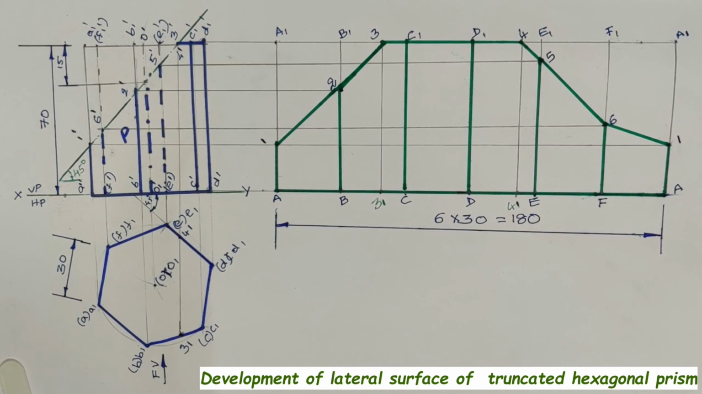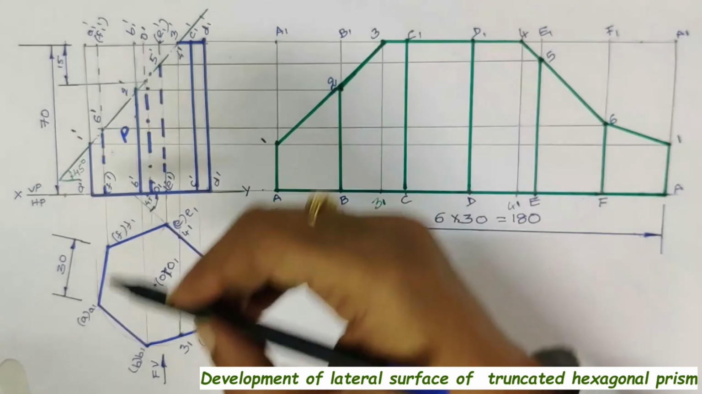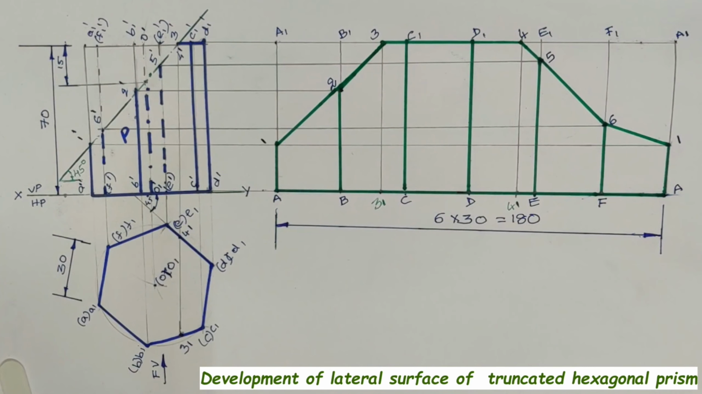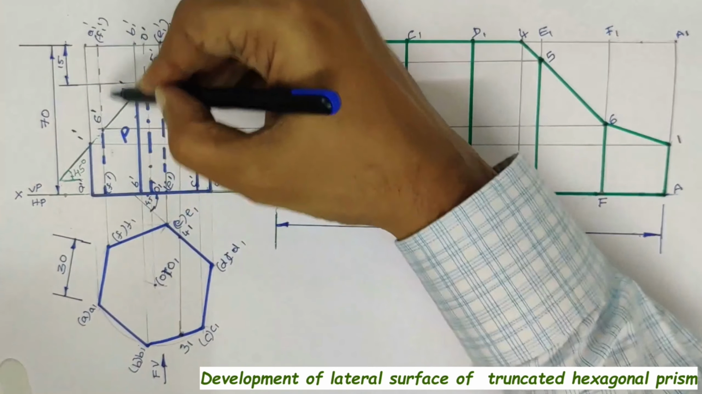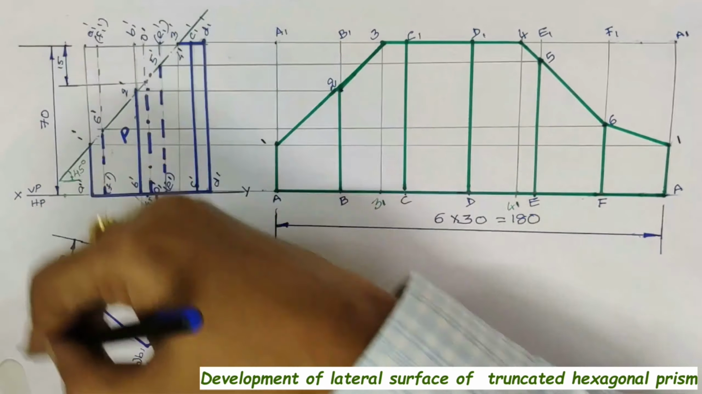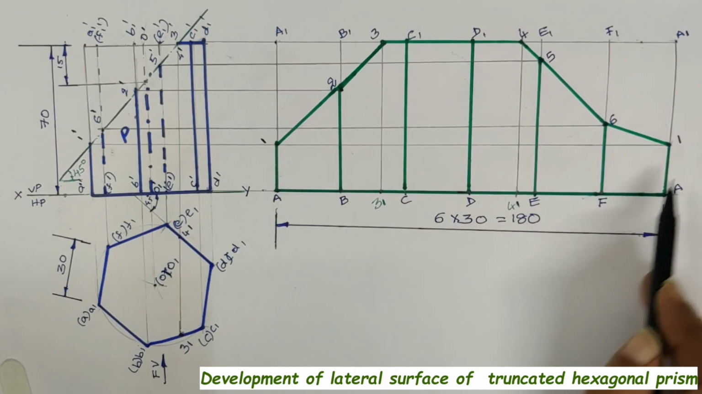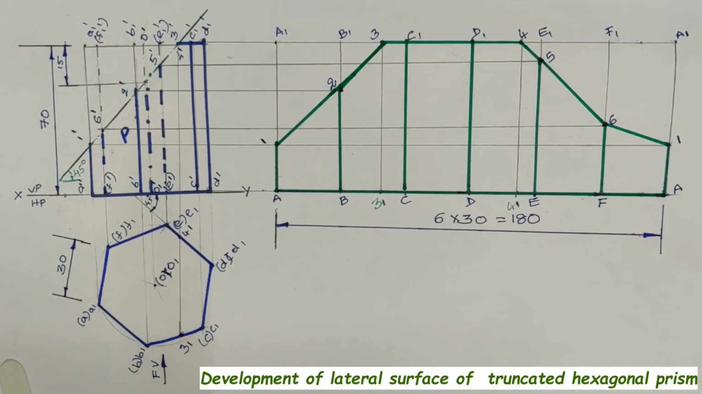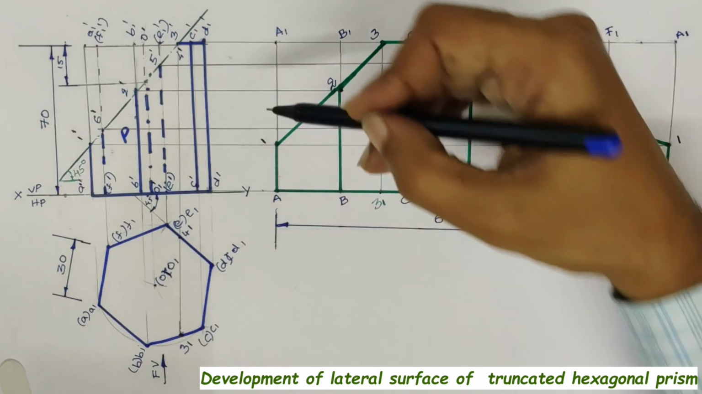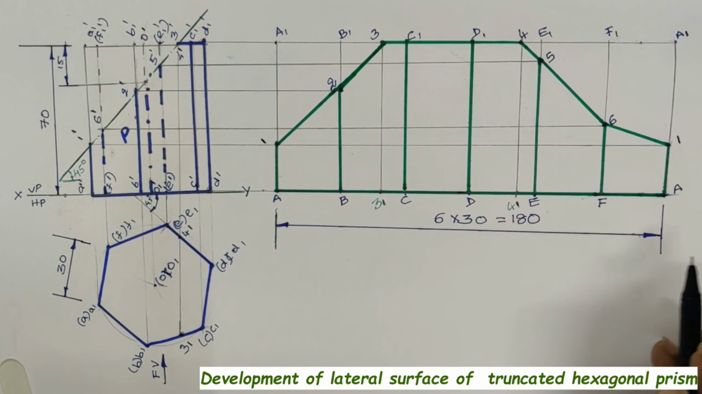Now we'll see the pencil usage. Here in the top view as well as front view, the blue color lines are with H pencil and these pencil marks are with 3H pencil, dimensioning is with 2H pencil, and in the development the green color lines are with H pencil and these pencil mark lines are with 3H pencil, dimensioning is with 2H pencil.